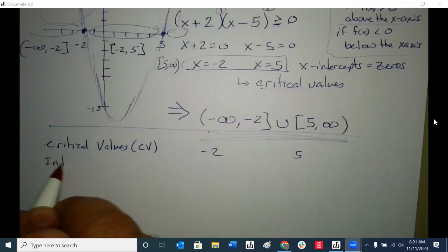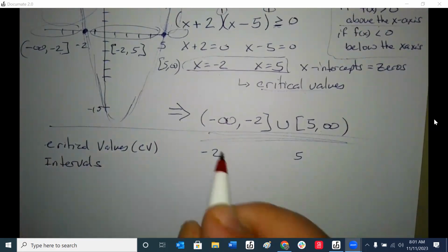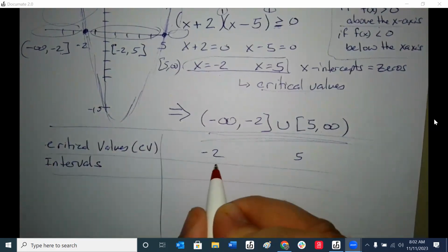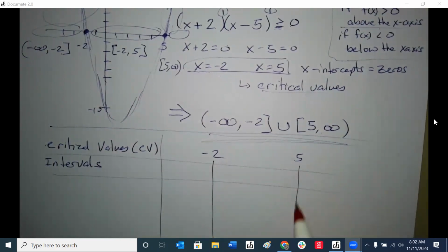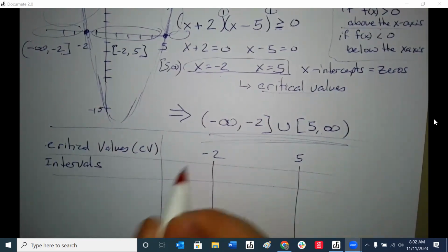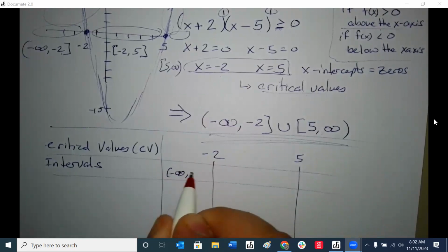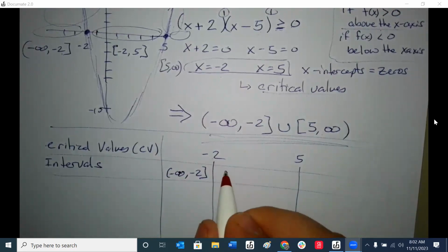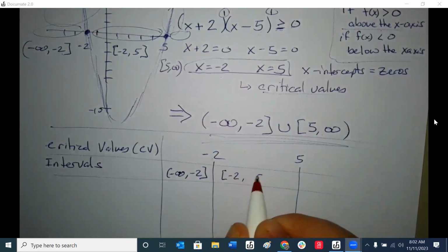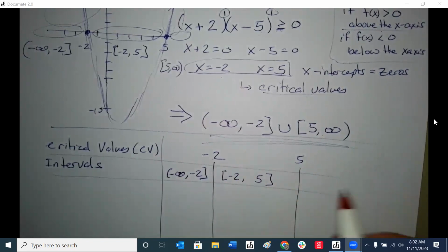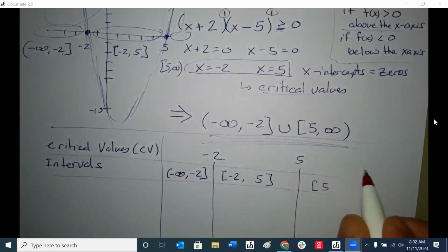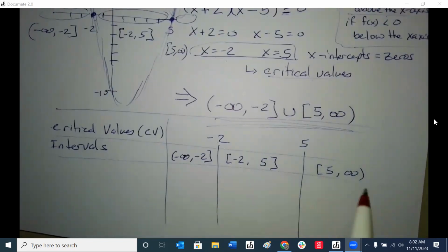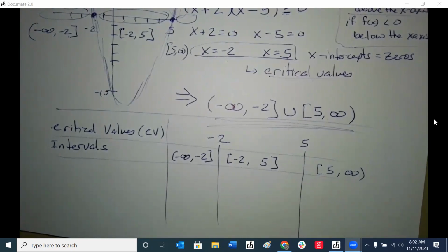So our intervals, since these are our critical values, I can't use those. So to the left of that, I go from -infinity to -2, and since it's equality, it's from -2 to 5, between there, and it's from 5 on out to infinity. These are our intervals, so they're either above or below the x-axis.